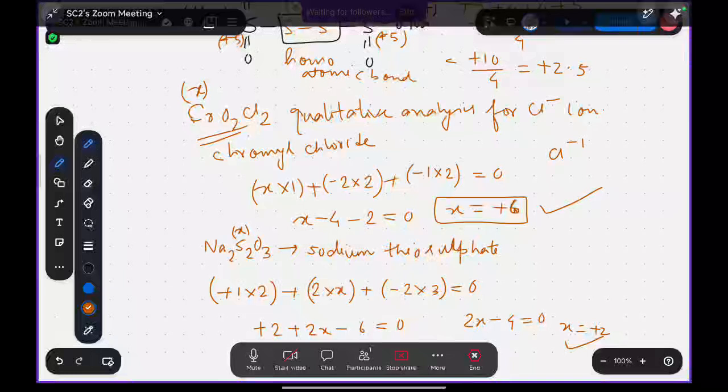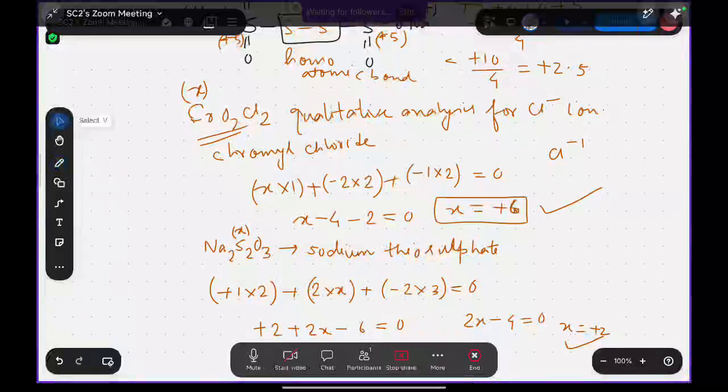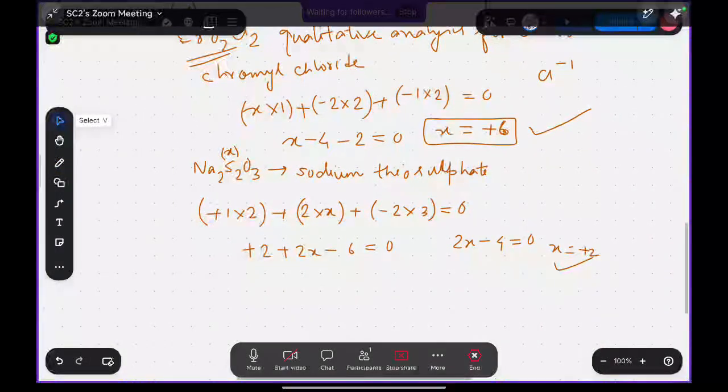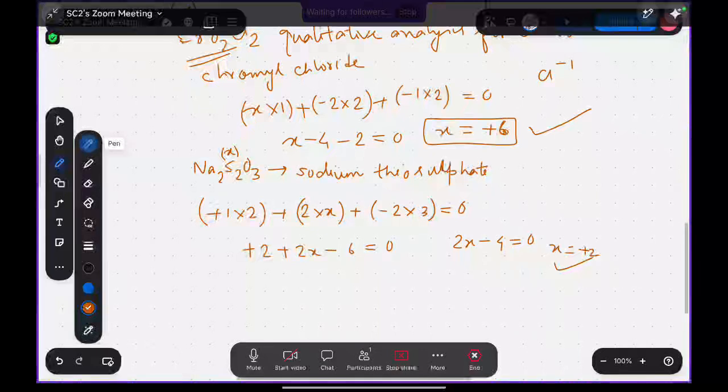In sodium thiosulfate, the oxidation state of sulfur is +2. It is not a decimal, not a fraction; it is a simple whole number. So obviously both the sulfur atoms have equal oxidation state. Each sulfur atom is having a +2 oxidation state in sodium thiosulfate.